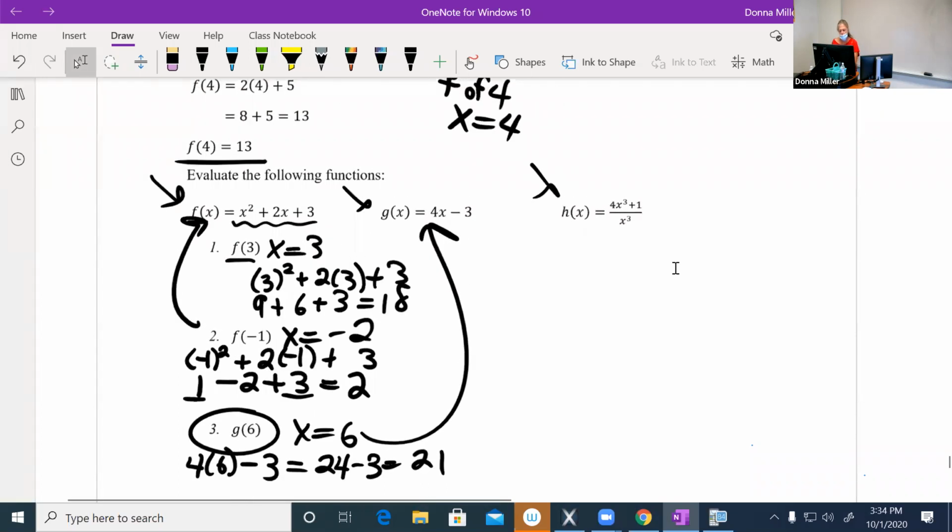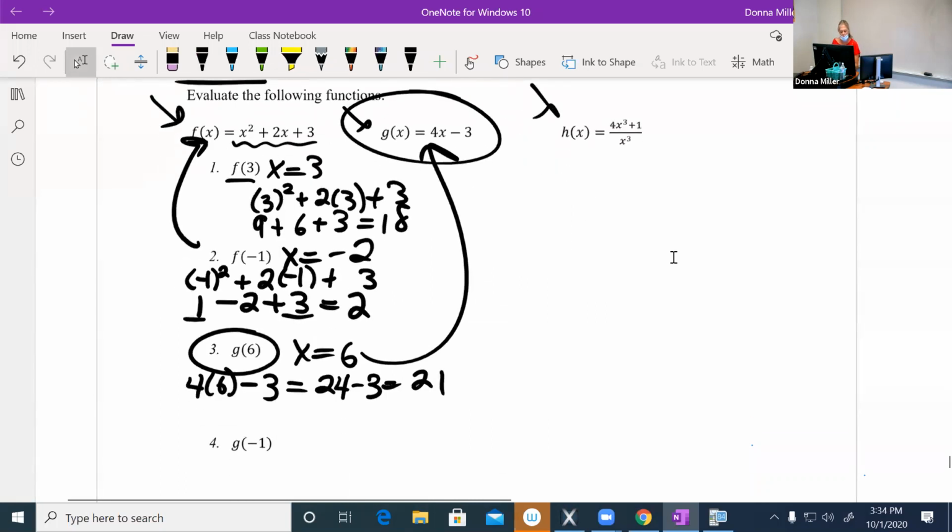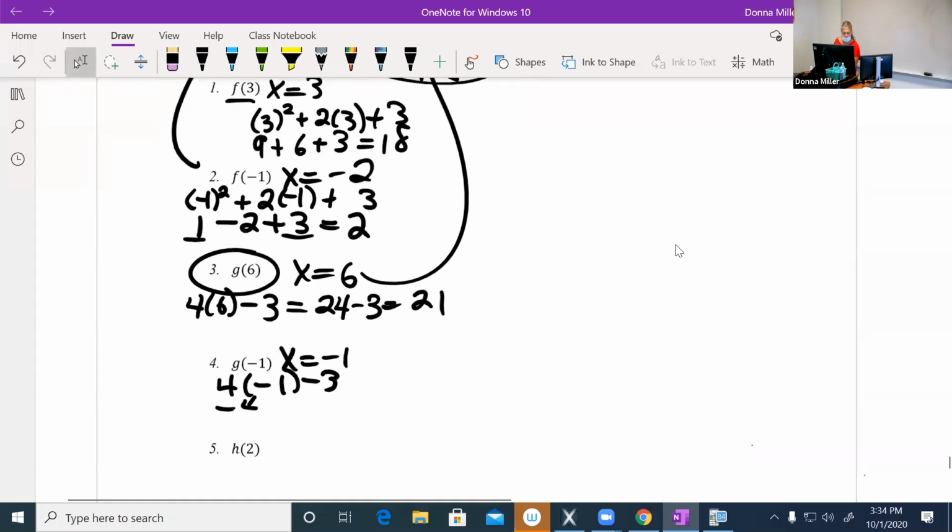All right, so g of -1, that's this one. So you're plugging in, let x be -1. So it's 4 times -1 minus 3. So this is going to be -4 minus 3. It's going to be -7. Okay, so you see how we're just plugging in values for x here, that's all we're doing.